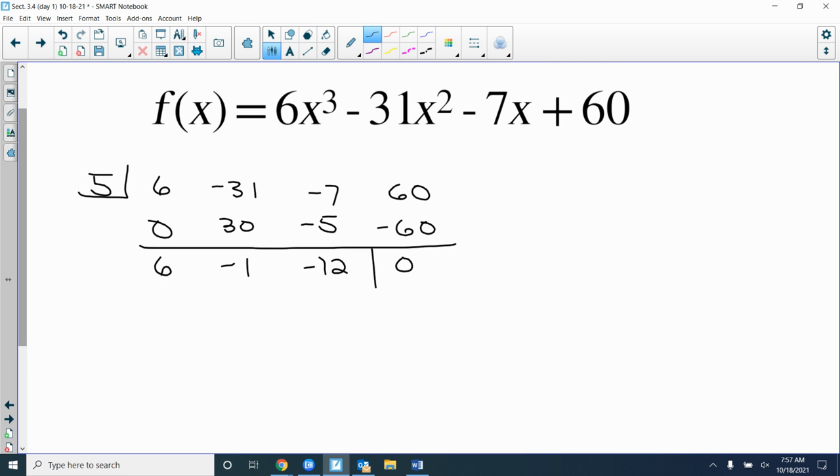To find the other roots, you know 5 is a 0, which means x minus 5 is a factor. I need to get this second piece right here, 6x squared minus x minus 12. I only get that by doing synthetic division.